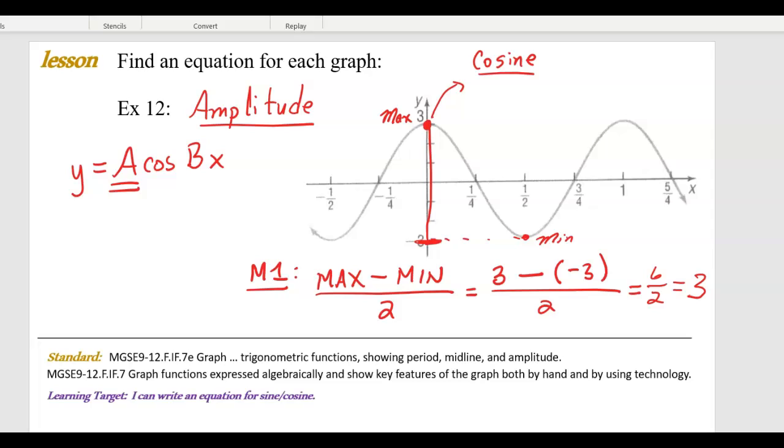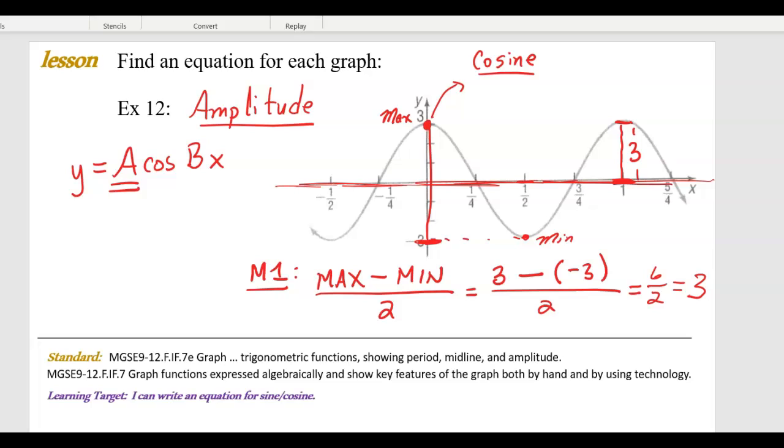So that's method 1. Method 2, which I prefer, is find the midline. Find the line that cuts the wave in half, meaning find the line that gives you a piece on the bottom that is the same height as the piece on top. And finding the midline is generally pretty easy. It's going to be halfway between the max and the min. So in this case, the midline is the x-axis. So the amplitude is literally the distance from the midline to the maximum value, or the midline to a minimum value. So there, the 3 is my amplitude.